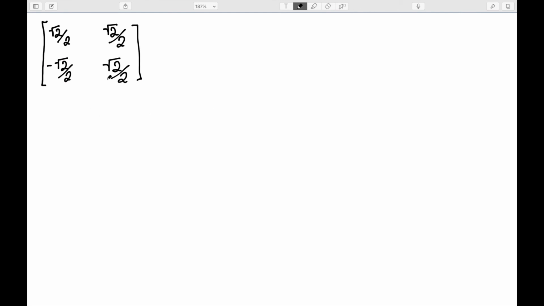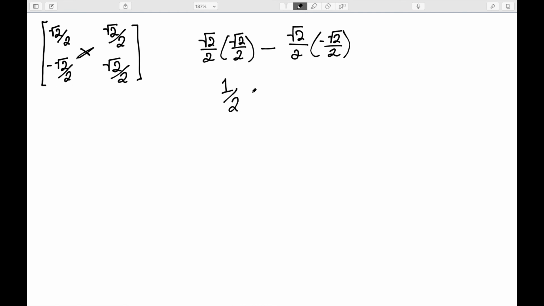Let's look at a quick example. Here's a 2 by 2 matrix that is orthogonal. And I want to look at its determinant. Multiplying this way, we would have square root of 2 over 2 times square root of 2 over 2, minus multiplying this way, root 2 over 2 times negative square root of 2 over 2. This would be 1/2 once we multiply it, minus negative 1/2, or 1. So this is an orthogonal matrix with determinant 1.